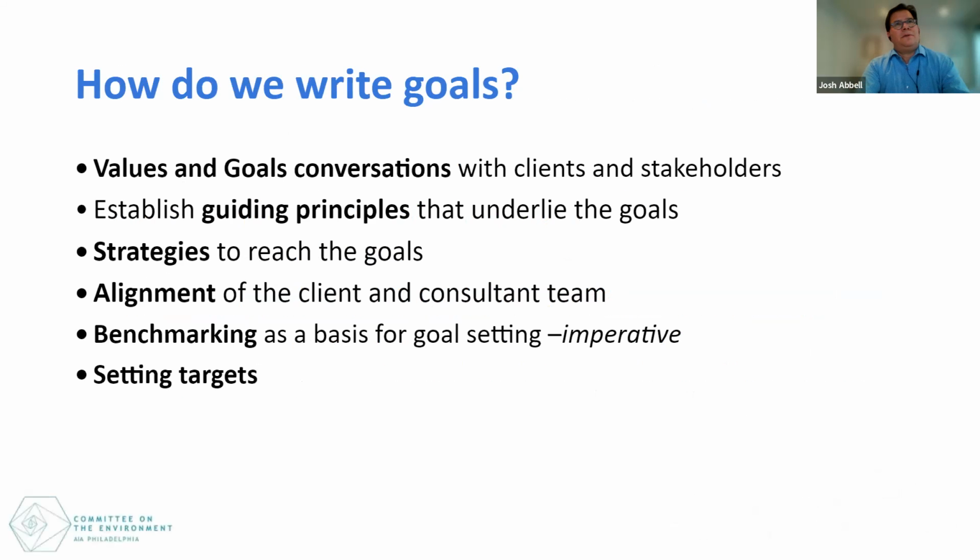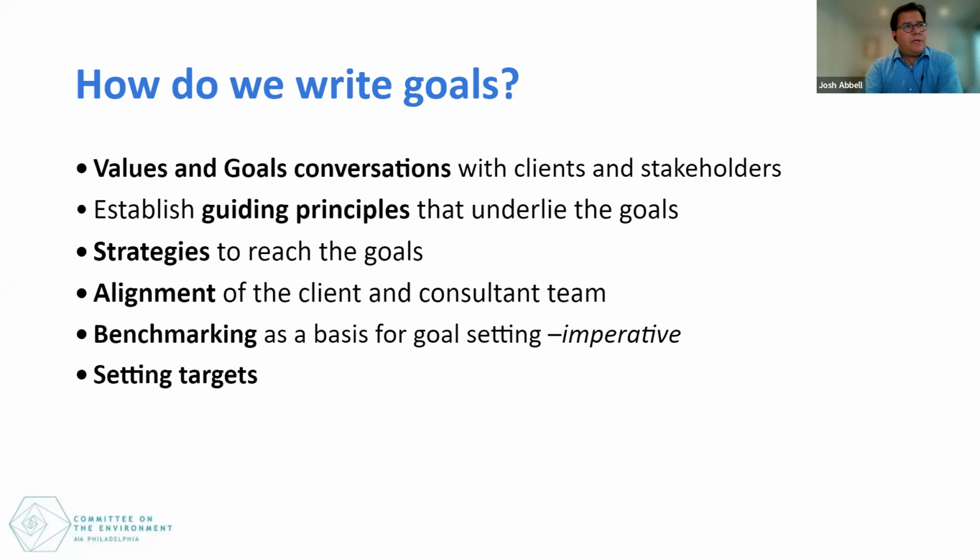So how do we write goals? As I mentioned, it includes values and goals conversations with your clients and your stakeholders, but really identifying the core principles that define those goals, and then identifying strategies, tangible design strategies, design approaches that serve those goals, and getting the whole team on the same page is also a very important step. Making sure that everybody understands those goals, communicating those goals across your team.